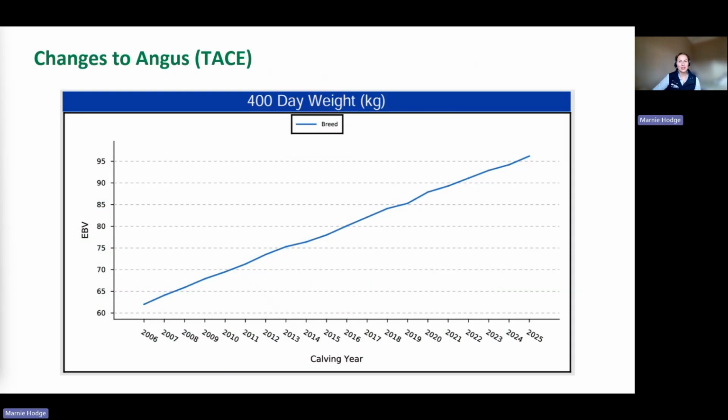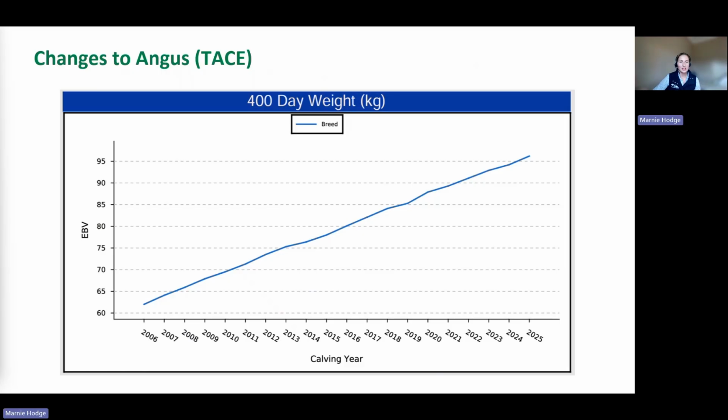So if we have a look at the sustained impact of genetic selection, what does that actually look like? We've got a graph here from the Angus evaluation for 400-day weights over time. So this is looking at the last 20 years from calving years 2006 to 2025, and how the breeding value or the genetic merit on average for Angus for 400-day weight has changed over time.